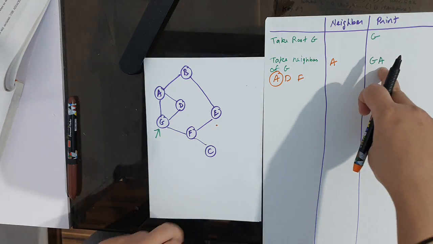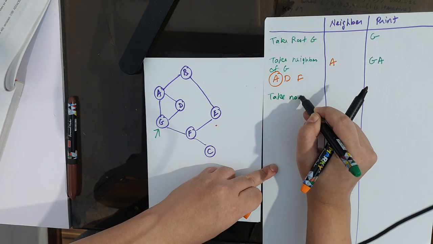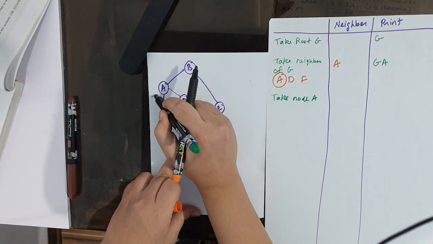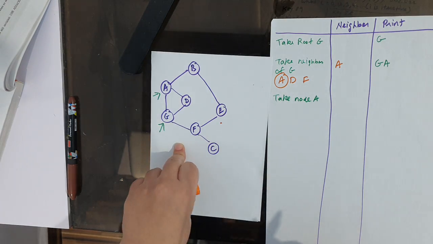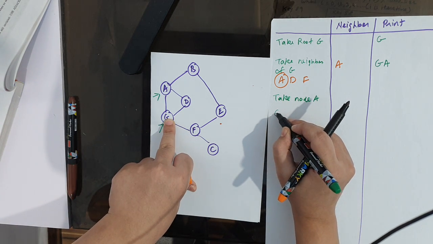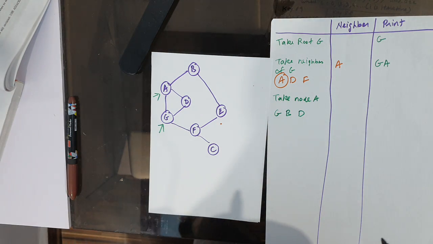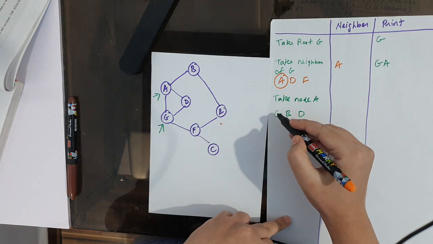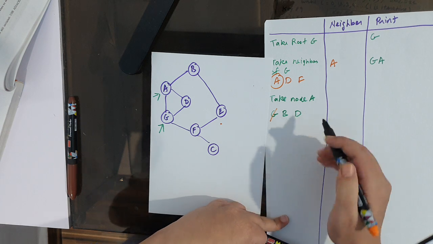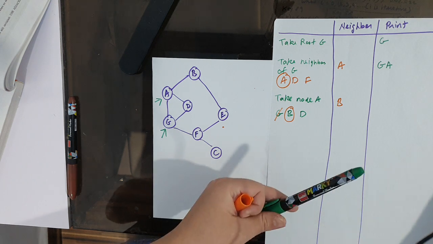Now consider A. So take node A, find the neighbors of A. So let's see, we are over here right now. The neighbors of A are basically G, B and D. So basically G is already visited, so we don't require this. So the rest of the remaining ones are B and D. We'll consider B this time. So we'll add B and we'll visit B.